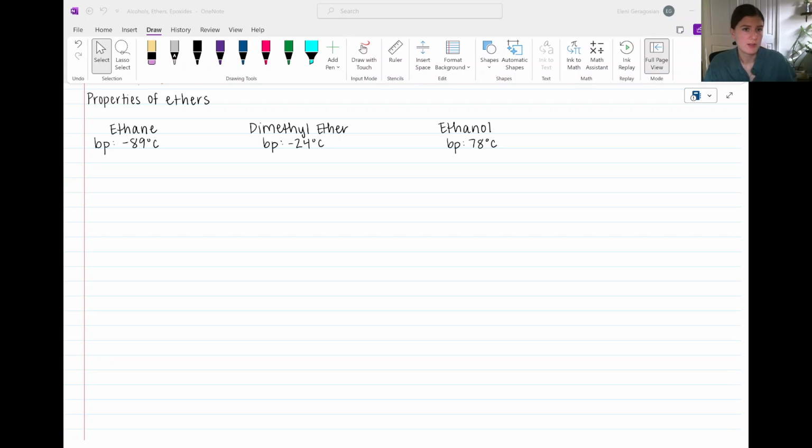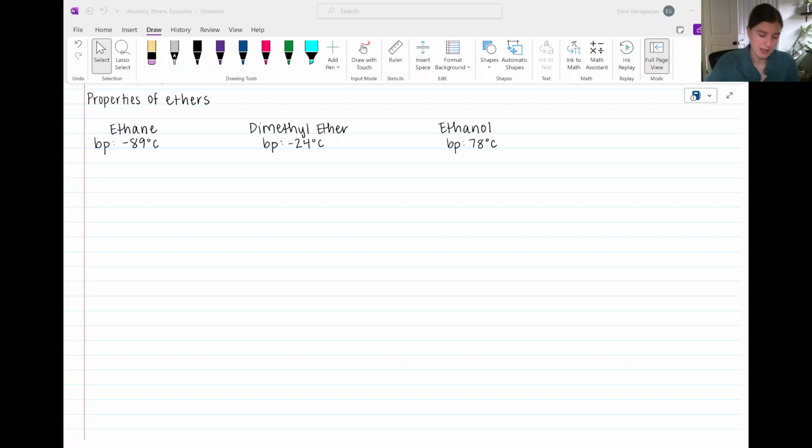Now let's talk about some properties of ether molecules. The first few examples that we'll look at are really related to the properties within the structure and how that explains the difference in boiling points. So I have three molecule names written here. We have ethane, dimethyl ether, and ethanol. And each one has a pretty different boiling point, a pretty significant change between these three.